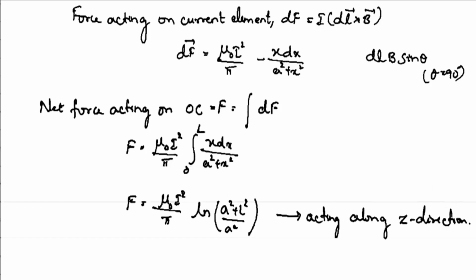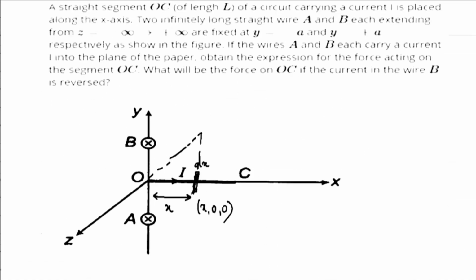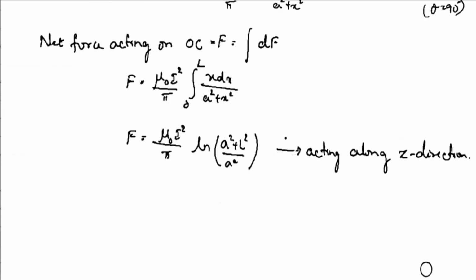Now the second part of the question they are asking here is, if the current is reversed, what will be the force on OC? See, if the current in B is reversed, the magnetic field due to the wires will be only along x direction, and the force on the current carrying wire along x direction will be 0.